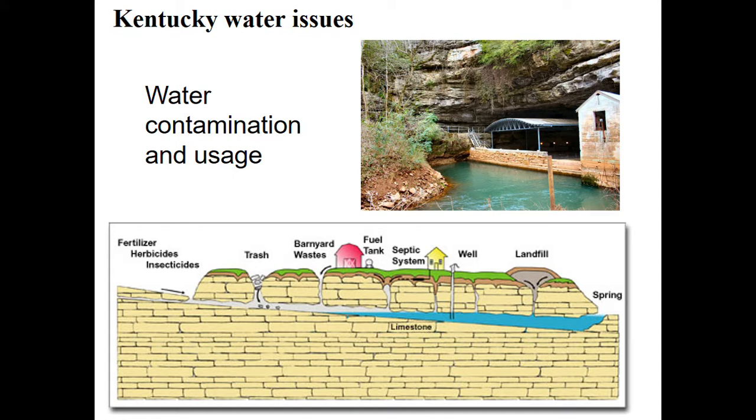So water contamination and usage is another one. This is a picture of Lost River. It's been contaminated in the past by local factories, and this diagram shows how this happens. So we live in an area with lots of limestone and caves. This is called a karst region. And everything we put in the ground runs down to our drinking water system. In order for us to be able to drink this, a lot of filters get put into place to clean it up. So a lot of filtration happens.